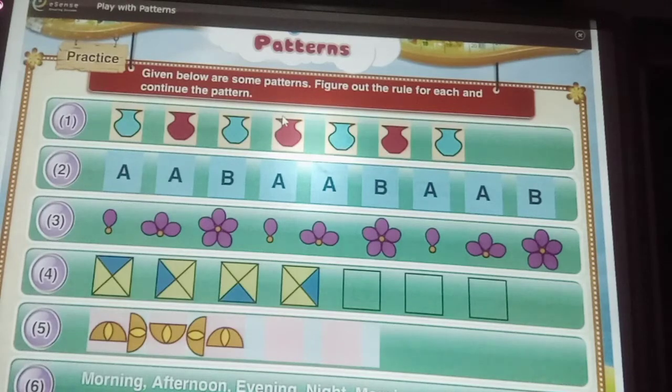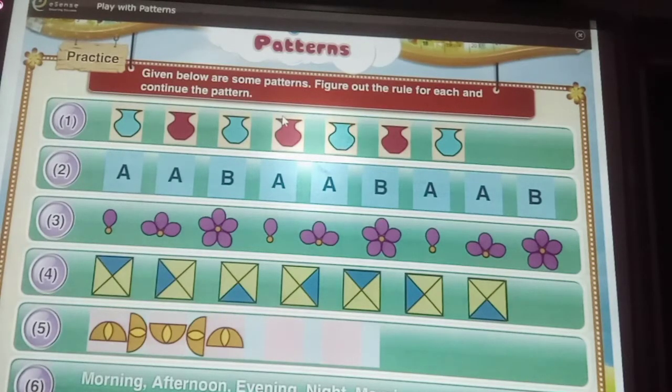In the fourth pattern, there are 4 parts in a square. And in that, one part is blue color. Each part gets blue colored from left side to right side. Thus, in the same pattern, we will fill the color in each part of the square in the blank spaces.